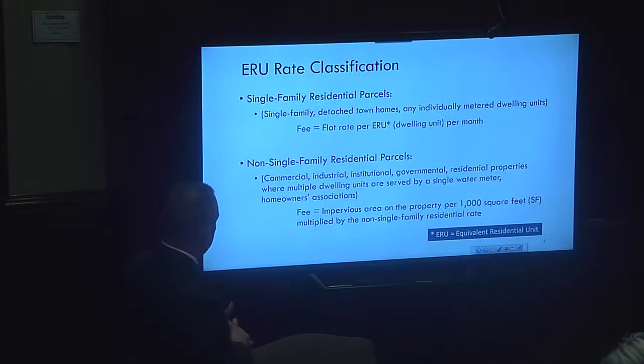Just walking through this again, the single family residential is a flat fee, $4 per ERU, equivalent residential unit. Then our non-single family residential parcels are any commercial, industrial, institutional, governmental, basically anything that doesn't have one structure that's a single family residence with one water meter. That is based on the 1,000 square foot impervious area at $1.43 per 1,000 square feet.